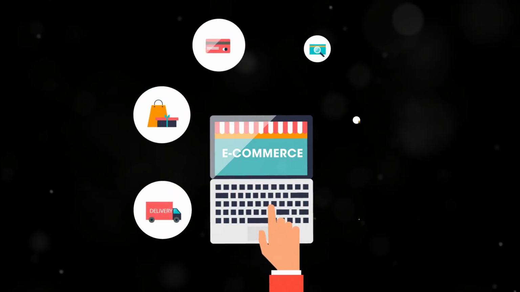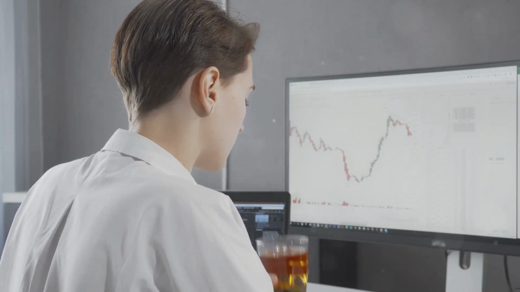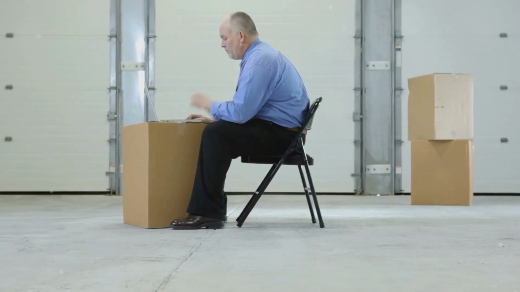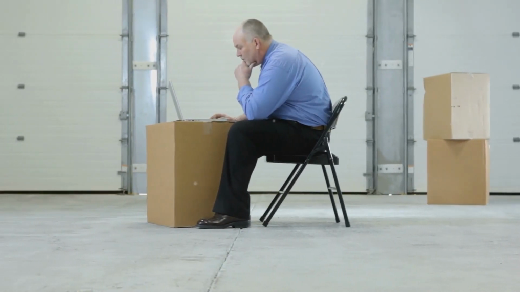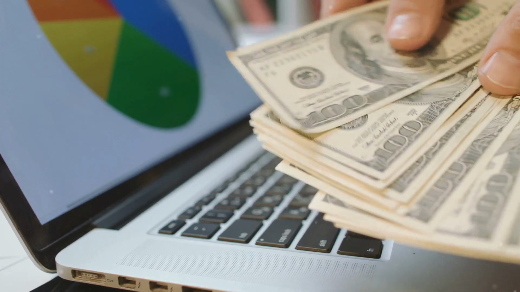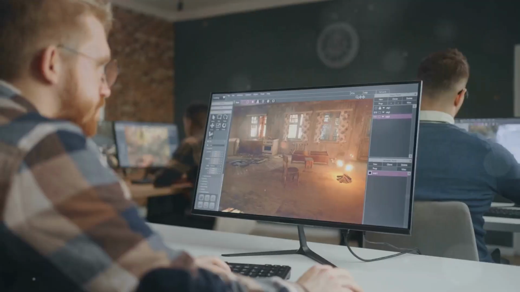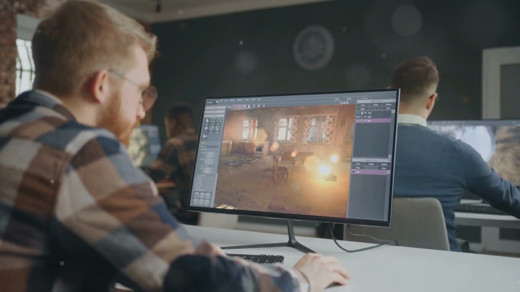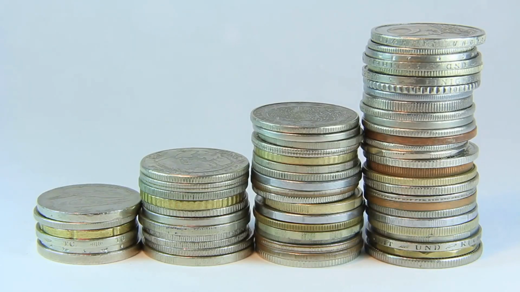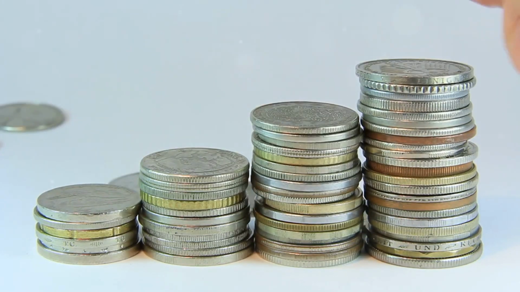Section 4. Benefits of selling digital products. Selling digital products offers many benefits over traditional physical products. Here are just a few. Low overhead. You don't need to worry about manufacturing, storage, or shipping costs. This means you keep more of your profits. High profit margins. Digital products have very low production costs, which means you can sell them for a much higher price than it costs you to acquire them.